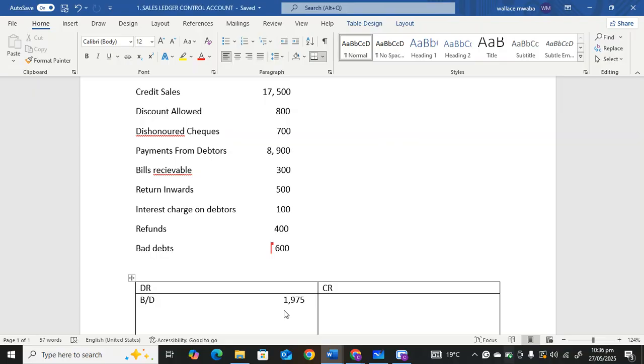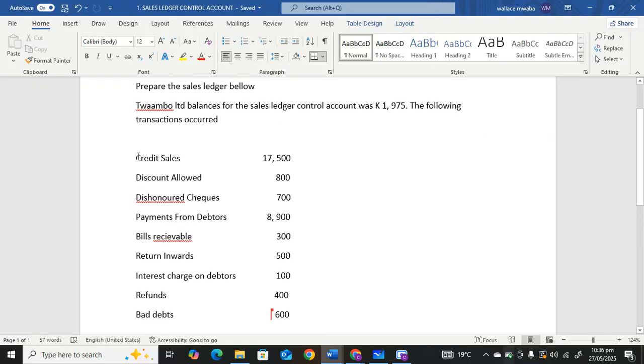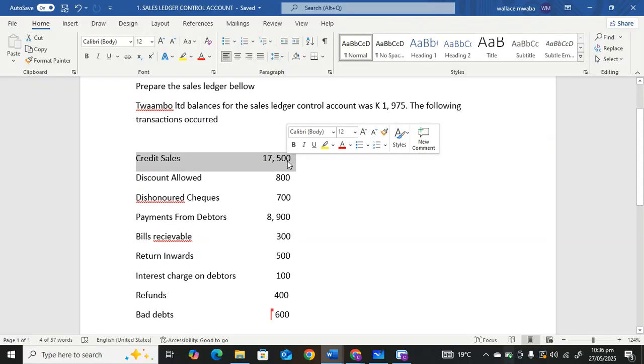So we're now going to look at all the transactions and put them in the sales ledger control account. We start with credit sales. Colleagues, we've made credit sales to people. What do we expect this to do in our control account? Is it increasing it or decreasing it?